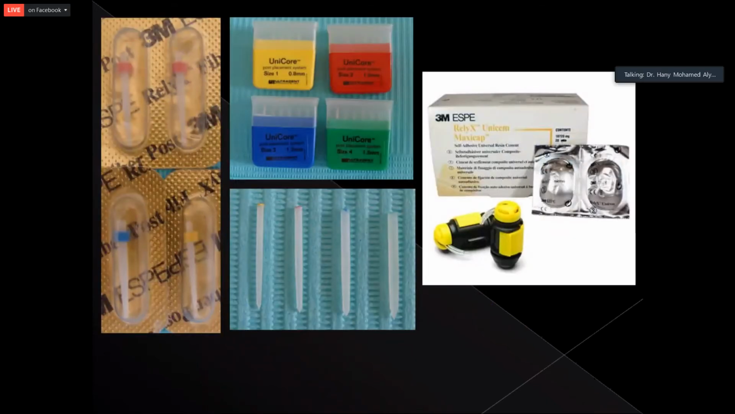These are different types, like the RelyX post. This is the resin cement, which is applied together with the post. Together, this is also the Unicore from Ultradent as well. So there are different types of posts, which are usually supplied with the resin cements, which we have to place in order to have some sort of bonding with the root dentine.